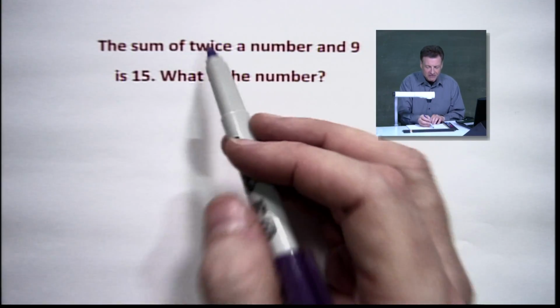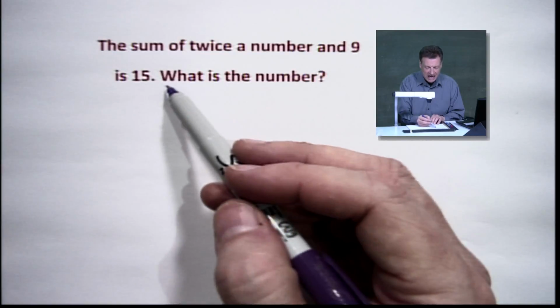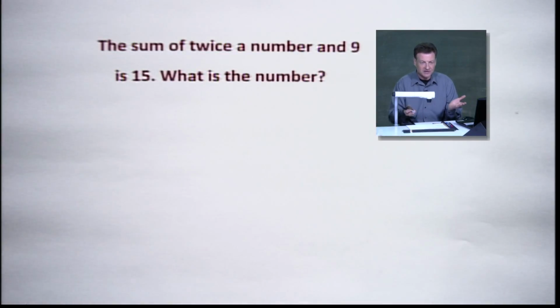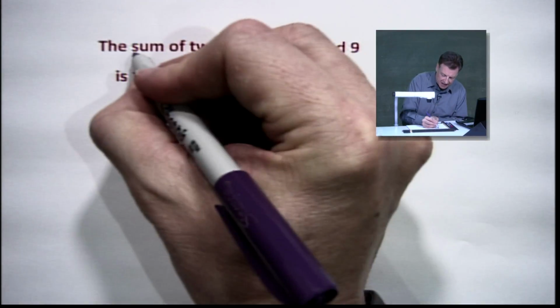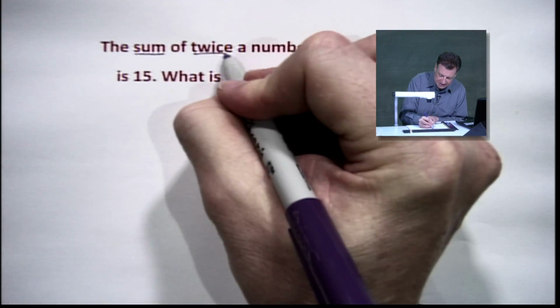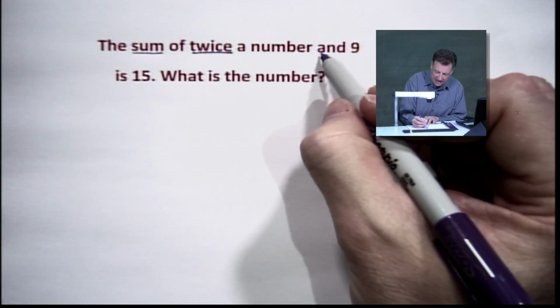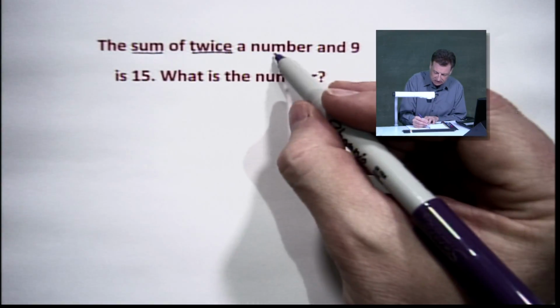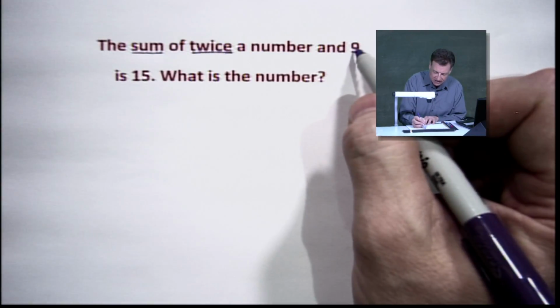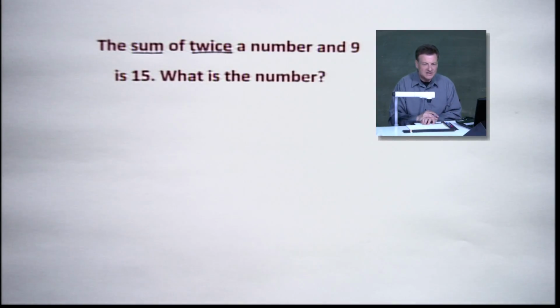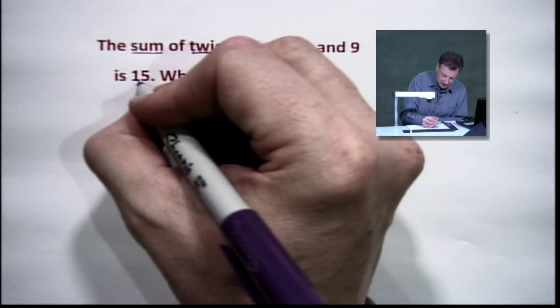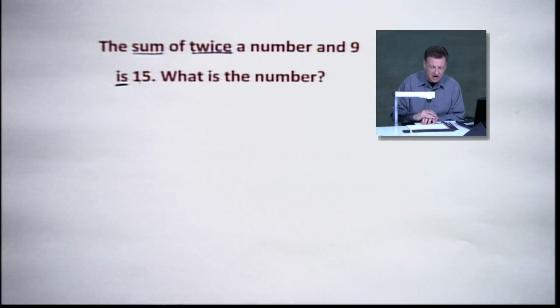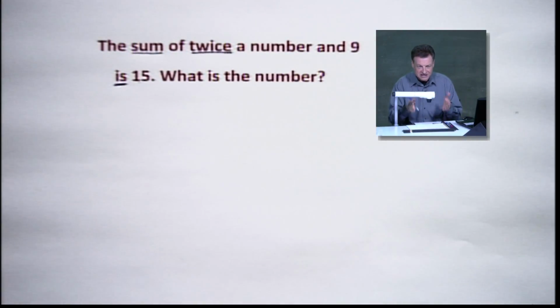It says the sum of twice a number and 9 is 15. What is the number? Now, keywords here. I see sum, I see twice. The and tells me we're joining twice a number and 9, and then we're going to add 9 to get 15, all right? Is, by the way, is our equals point right here. So the sum of twice a number and 9 is 15.